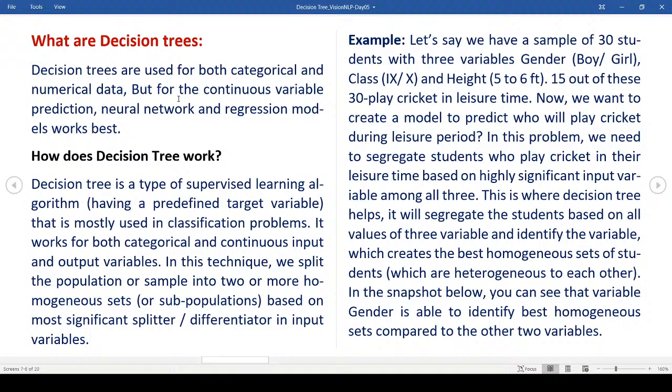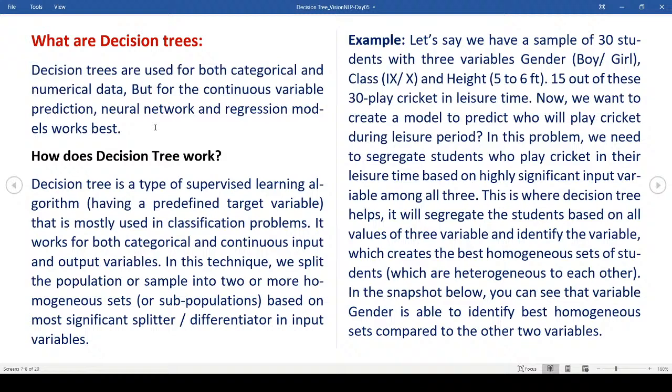But for the continuous variable prediction, neural network regression model works best. Yeah, this is general intuition. So we'll not talk about the neural network yet. We'll discuss this neural network maybe in the upcoming classes. So now the question is, how does this decision tree work?